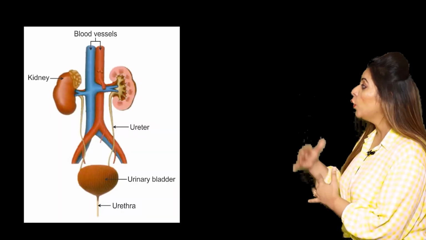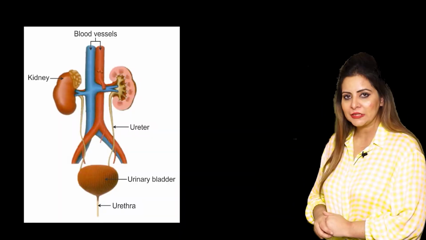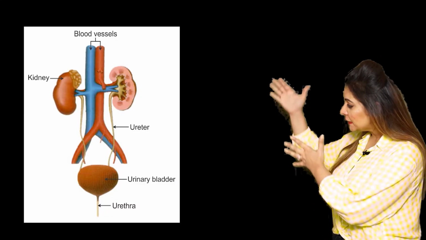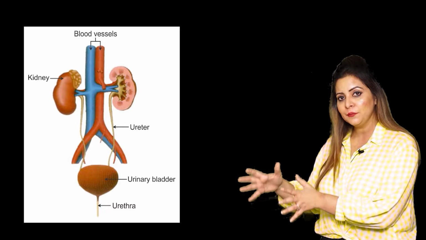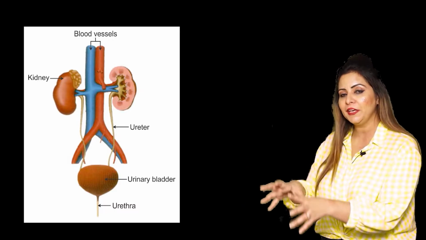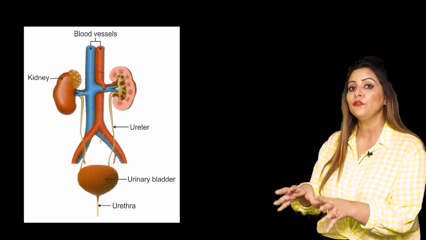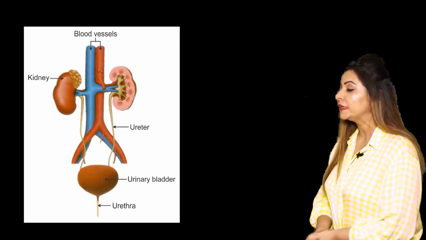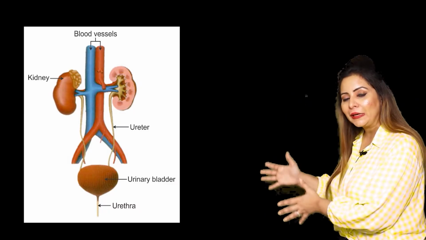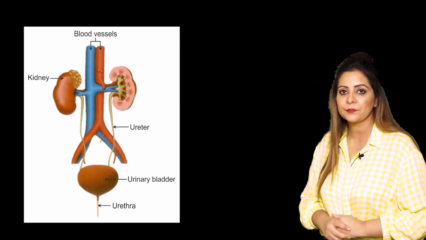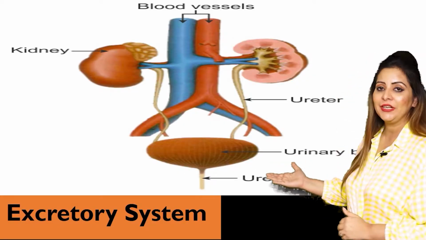Now let's move on to another topic, that is the excretory system in human beings. So this is how the excretory system looks like. So this is the complete system. As you know, every organ system possesses organs. Organs are made up of tissues and tissues are made up of cells. So likewise, in this case, we have a complete system which comprises organs, tissues and cells. So this is the excretory system.